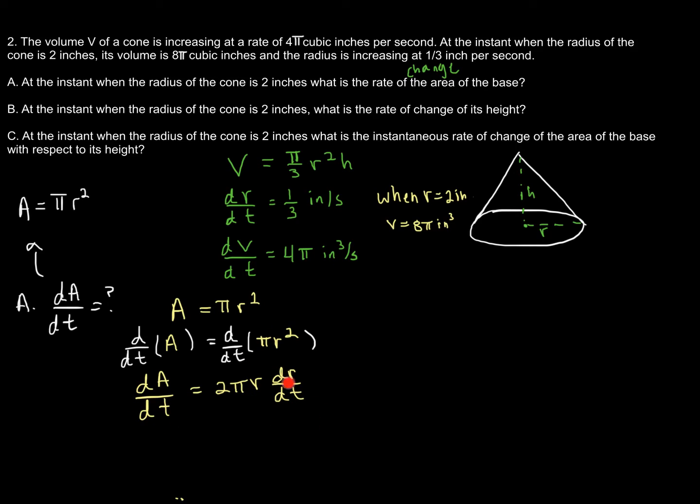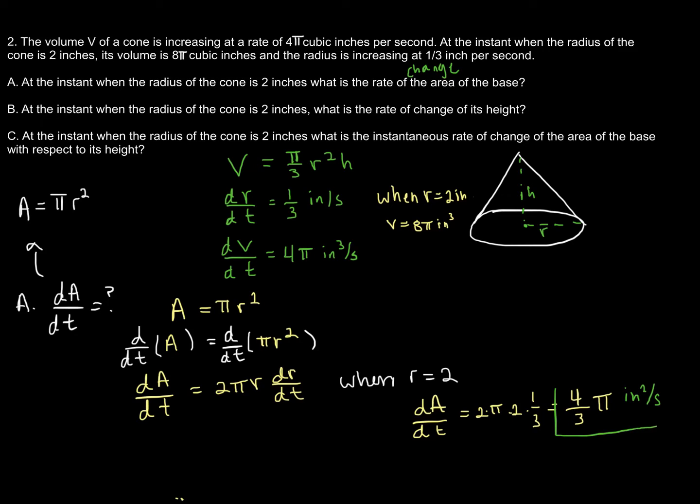And now I want to evaluate this when the radius of the cone is 2 inches. So evaluating when r is equal to 2, I get that dA/dt is 2 times pi times the radius, which is 2, times the rate of change of the radius, which is constantly 1/3, which gives me 4/3 pi. This is area, so it's measured in square units, and the units here are inches, so it'll be inches squared per second. So that is the answer to part A.